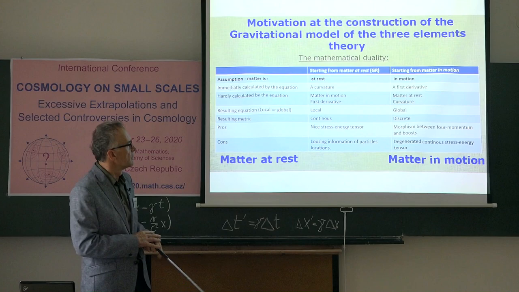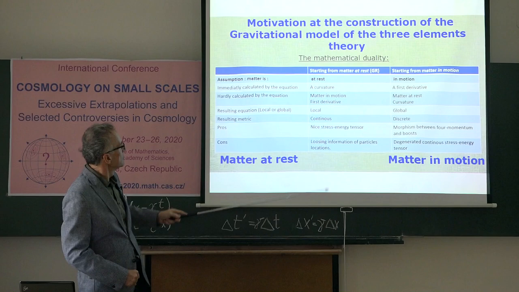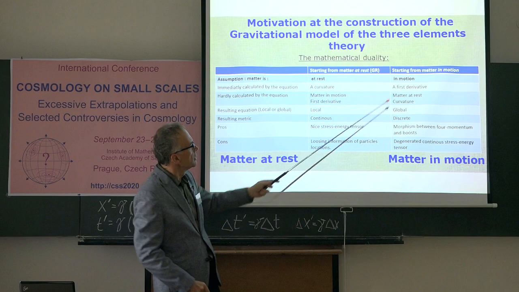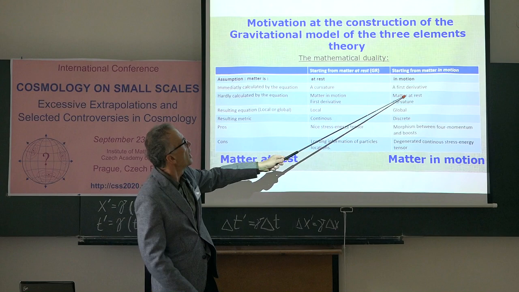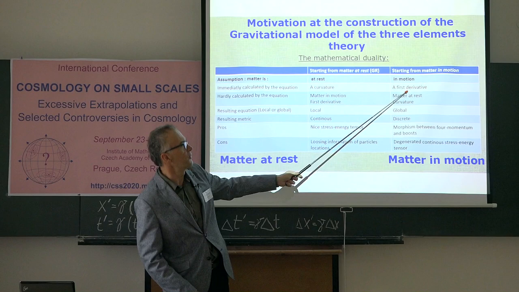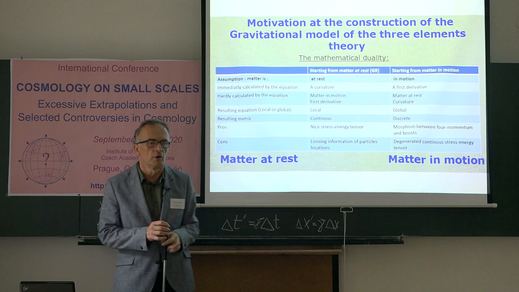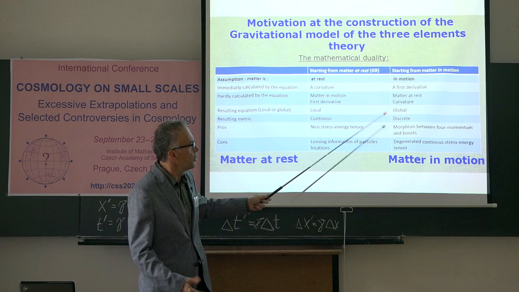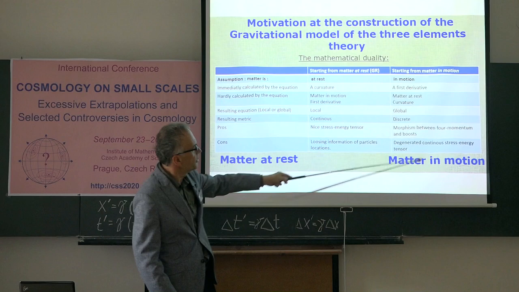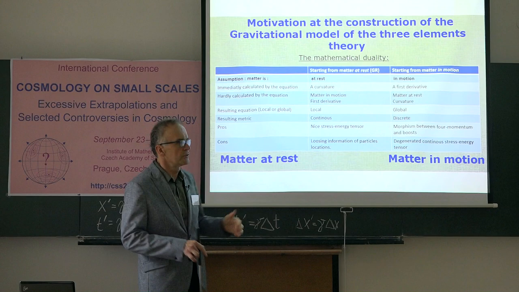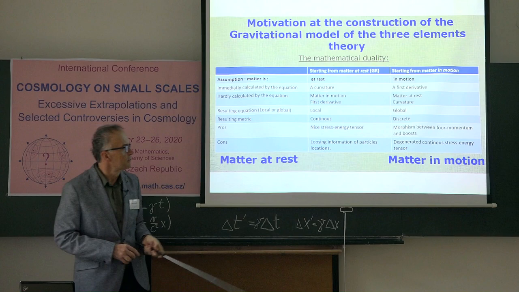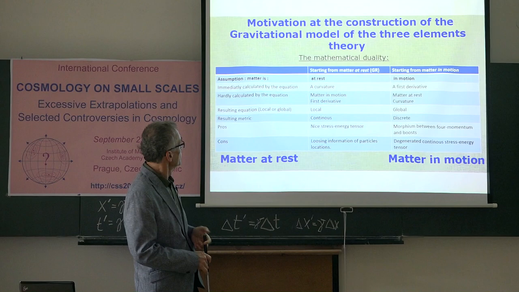So you have to calculate it. It's local and continuous. Starting from matter in motion is exactly the dual part of it. It starts from matter in motion and calculates the first derivative. It's much more complicated. So that's the first equation, which gives you the first derivation. If you want to know what is going on with matter at rest, you have to calculate much more, and you have to calculate also the curvature. It's not obvious at all in this process. It's not local; it's global. Why is it global? Because it uses the gravitational wave coming from all over the universe. It's a discrete equation, a discrete metric, and those are the pros and cons.